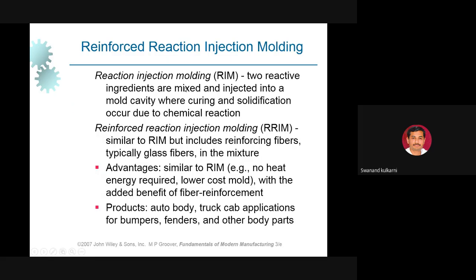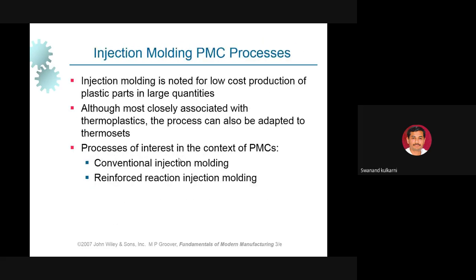Reaction injection molding is a different type in which two reactive ingredients are mixed and injected into the mold cavity, where curing and solidification occur due to chemical reaction. Reinforced reaction injection molding is similar to reaction injection molding but includes reinforcing fibers, typically glass fibers. Is it okay? So this is about the injection molding process.